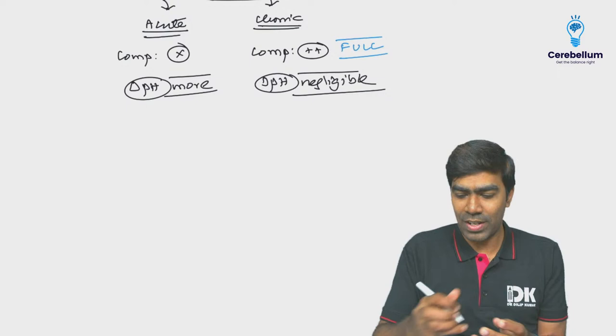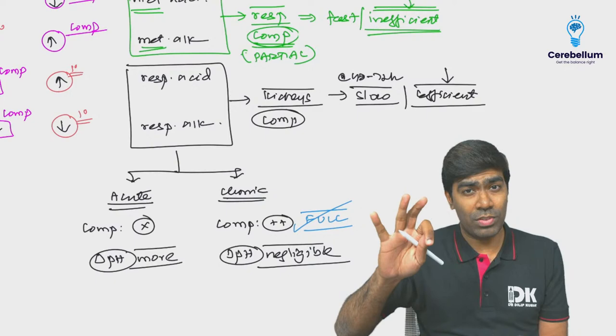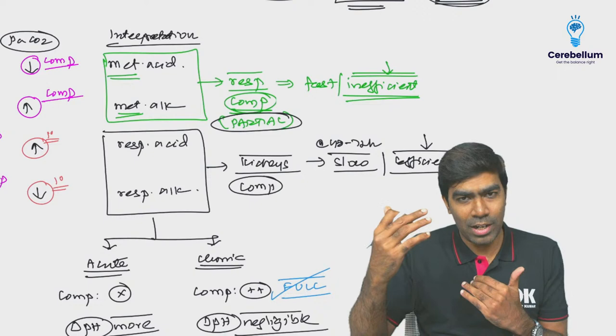Now, what I can say as a quick rule of thumb: respiratory compensation due to an underlying metabolic problem is almost always going to be partial.